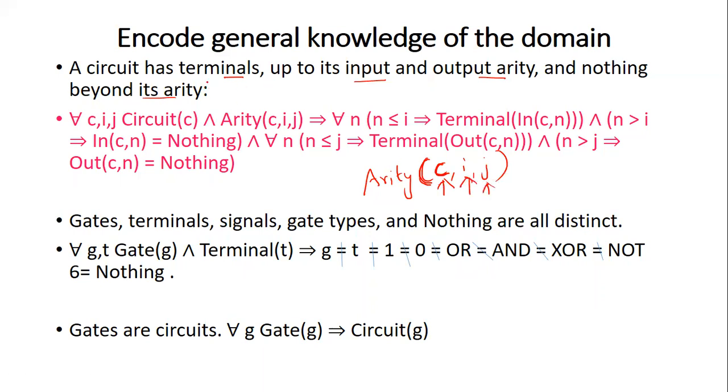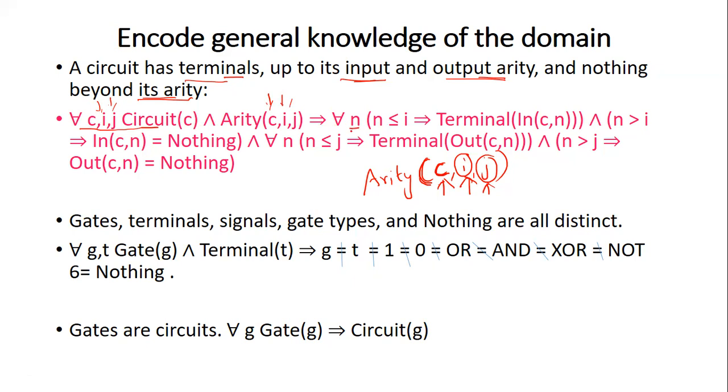And this rule says a circuit has terminals up to its input and output arity and nothing beyond its arity. A circuit will have a maximum number of terminals given by its input arity and output arity, not beyond that. So how will we represent that? For all C comma I comma J, C is the circuit, I is the number of inputs, J is the number of outputs. Circuit of C and arity of C comma I comma J, that is, the circuit C has I inputs and J outputs.